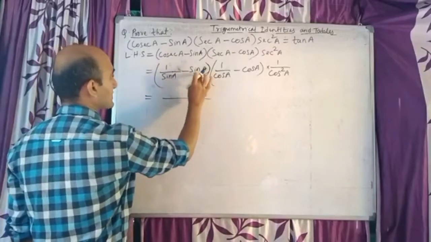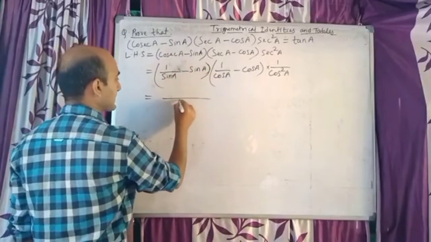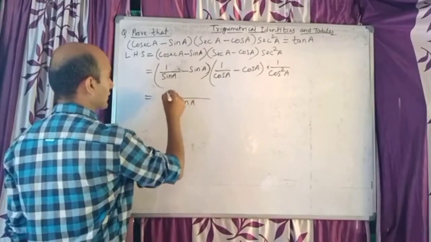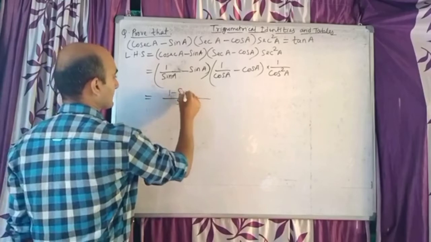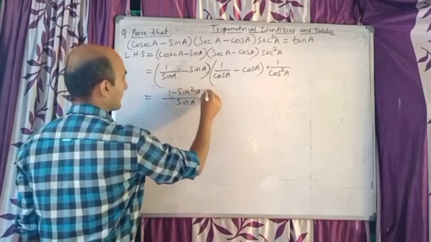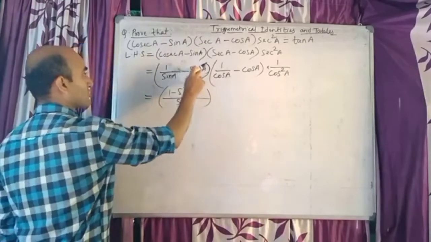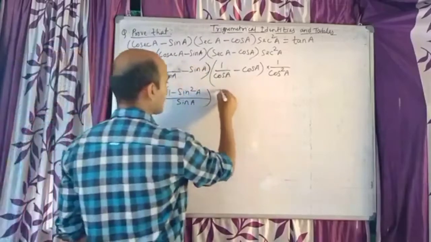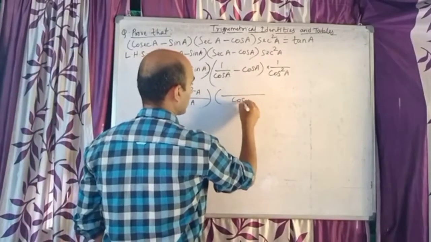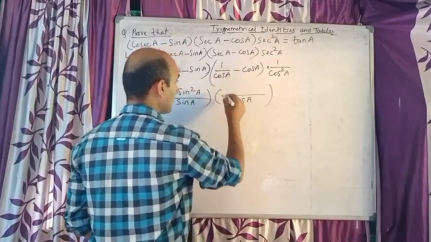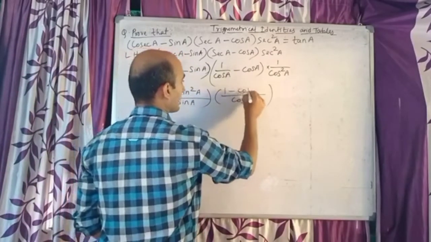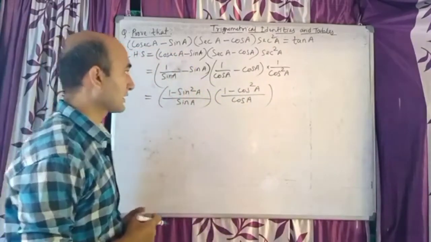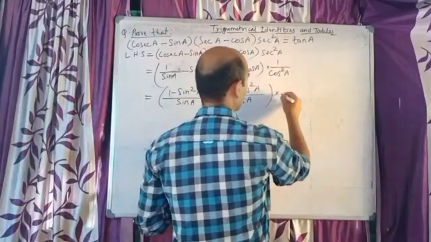Sin A and below this there is 1. 1 and sin A, LCM is sin A. So my final result will be 1 minus sin square A, sin A into sin A, sin square A. Same thing, the LCM will be cos A, and on the top I will have 1 minus cos square A, into 1 by cos square A.